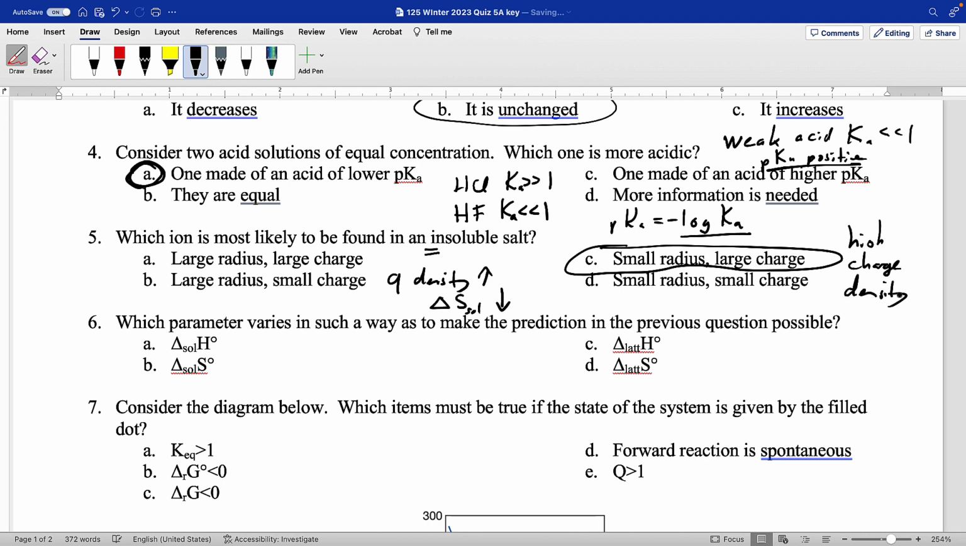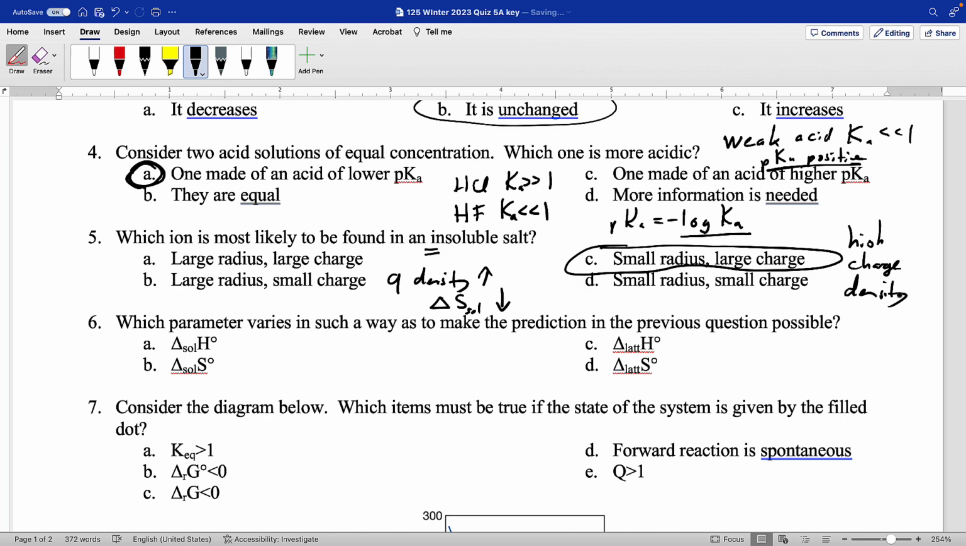Okay, so if we have something like an aluminum ion, or a phosphate ion, aluminum is really good because it's got a high charge and it's a relatively small ion, so it forms a lot of insoluble salts.